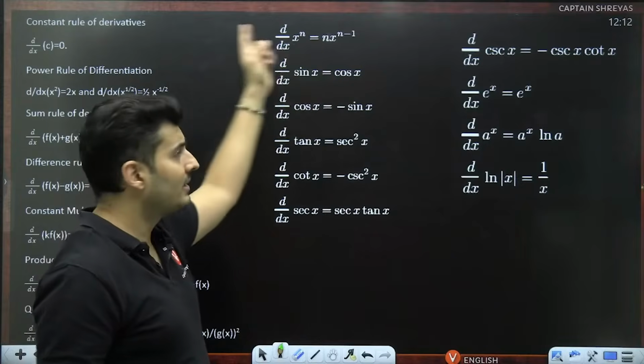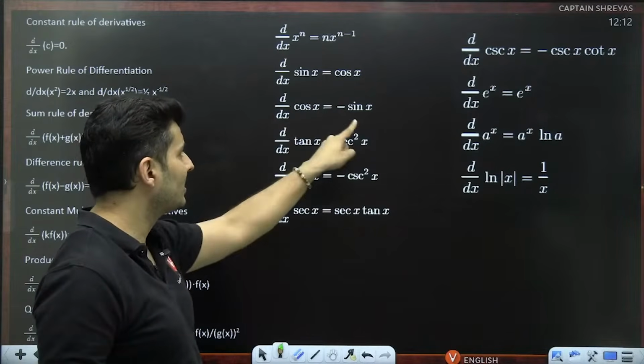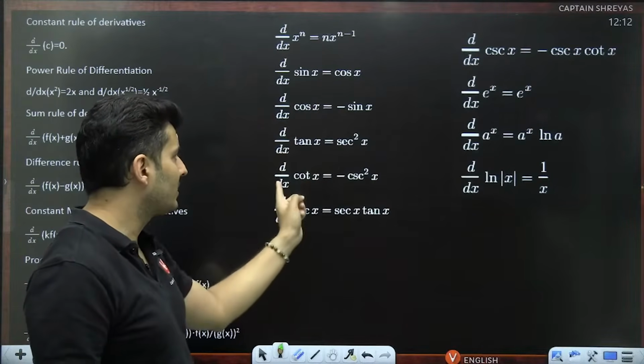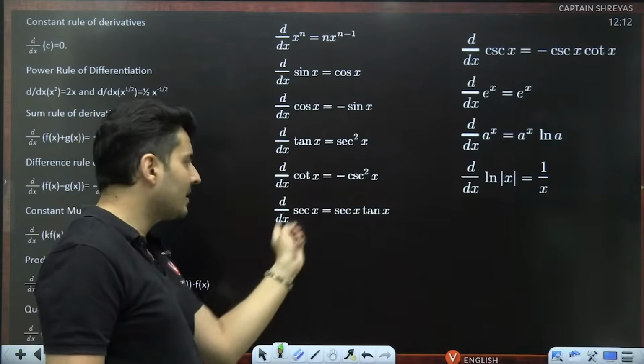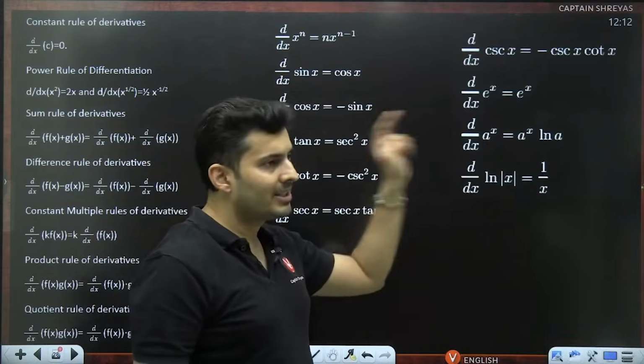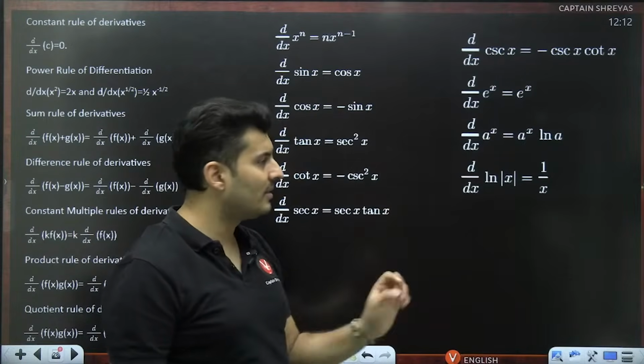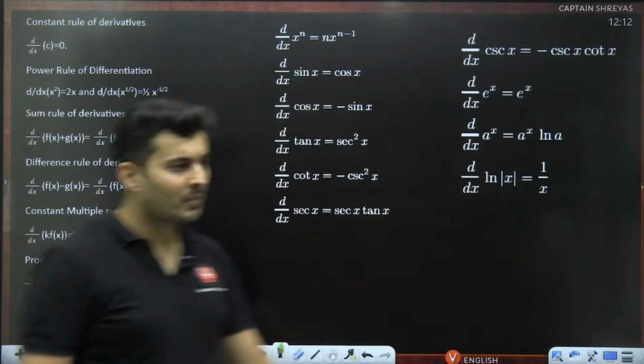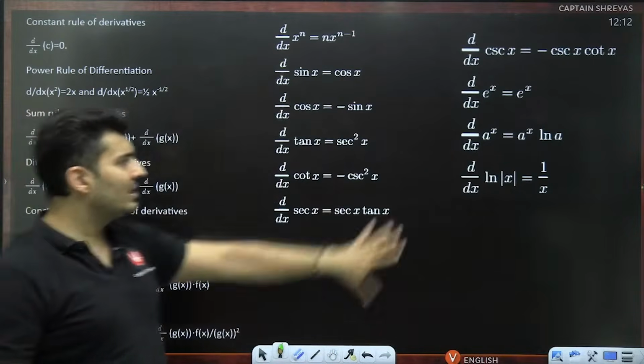Then the formulas are mentioned over here. X raised to n, n x raised to n minus 1. sin x, cos x. cos x, minus sin x. tan x, sec square x. cot x, minus cosec square x. sec x, sec x tan x. cosec x, minus cosec x cot x. e raised to x, e raised to x. a raised to x, a raised to x log a. log x, 1 by x. Okay, just take a moment to write down these formulas.